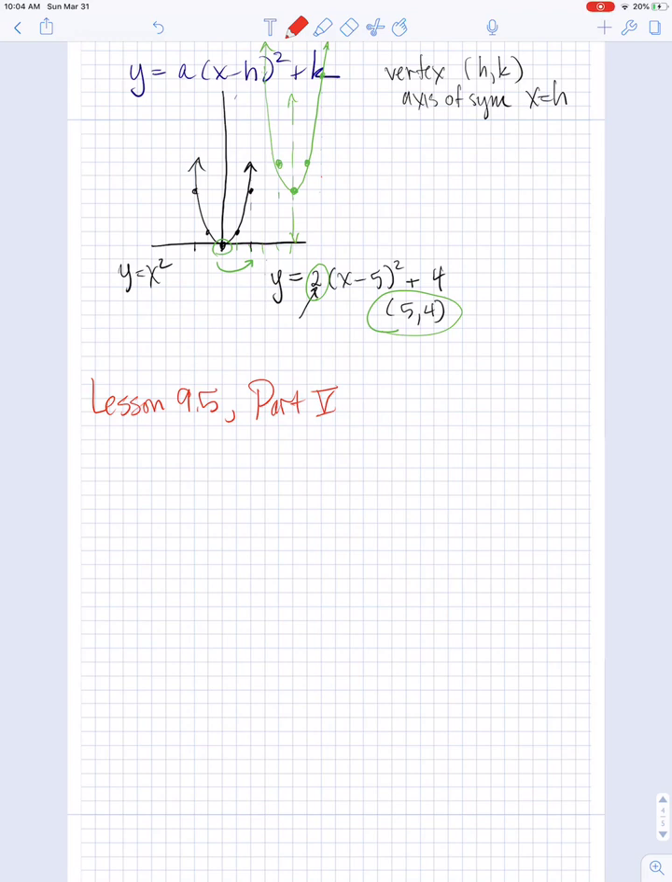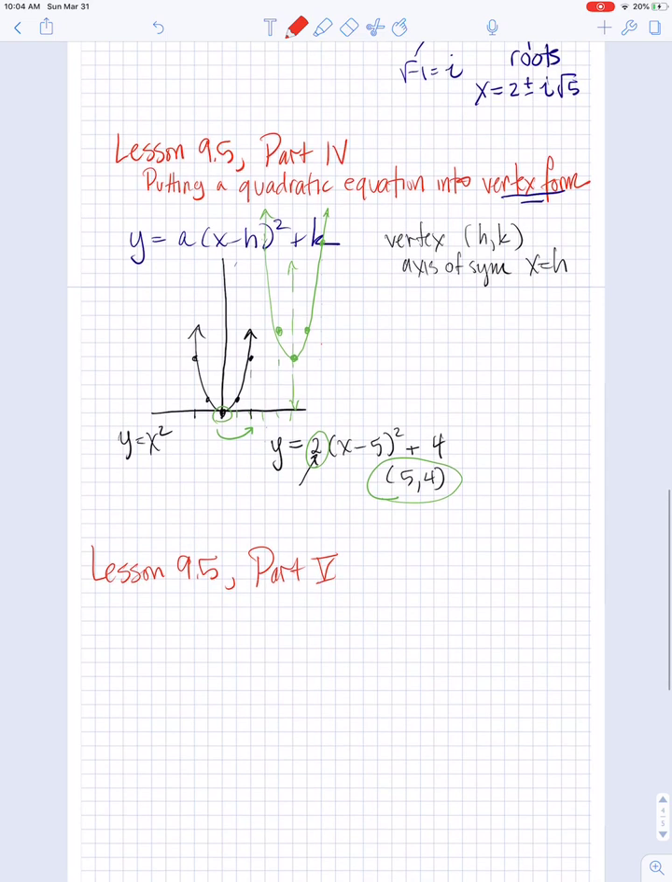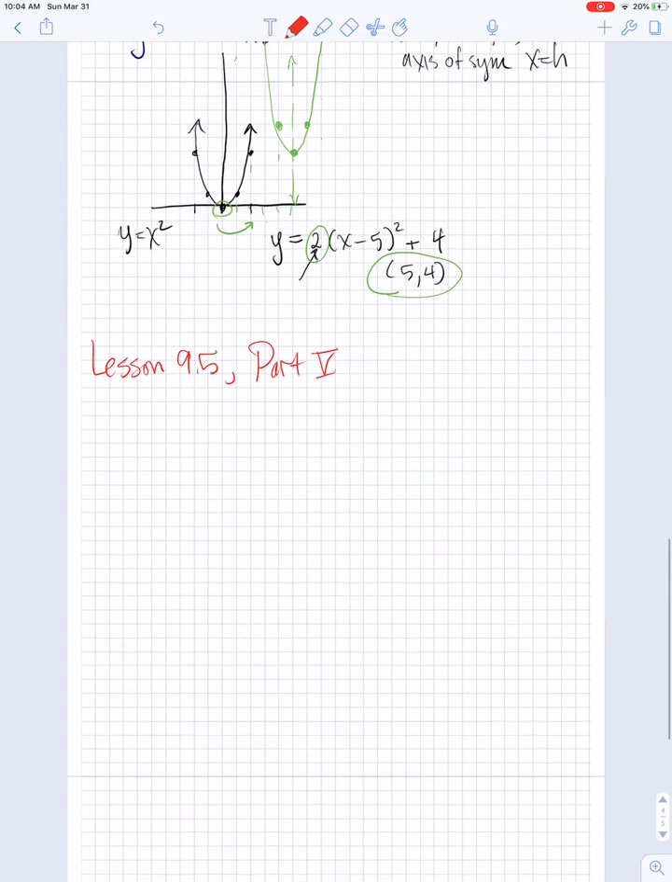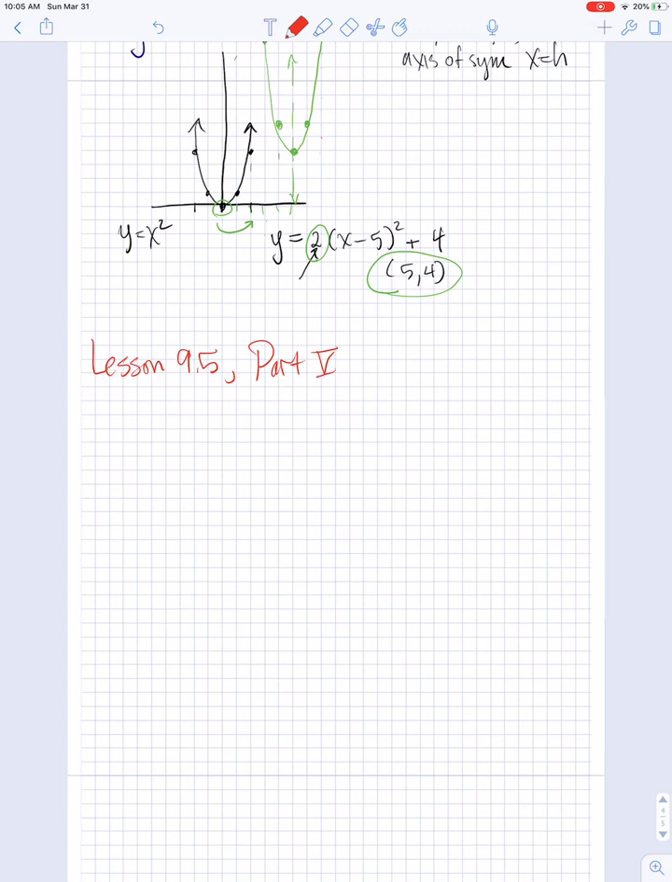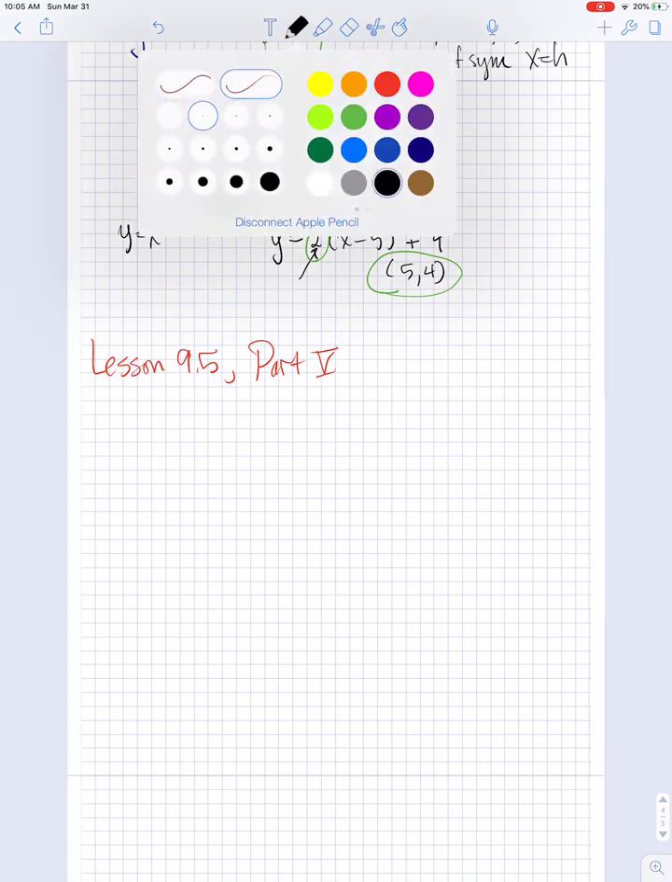All right, well, final step to this long lesson on completing the square. We just talked about the importance of vertex form. How is it useful? So how can we take something that's in standard form and then push it into vertex form? So here's an example of that type of problem.